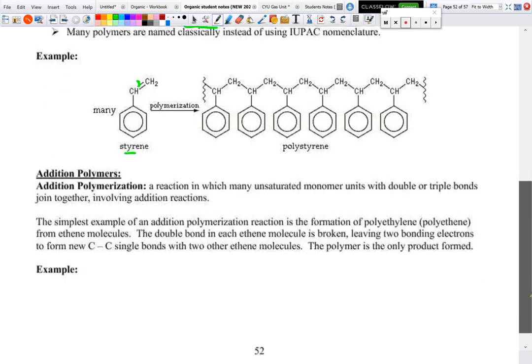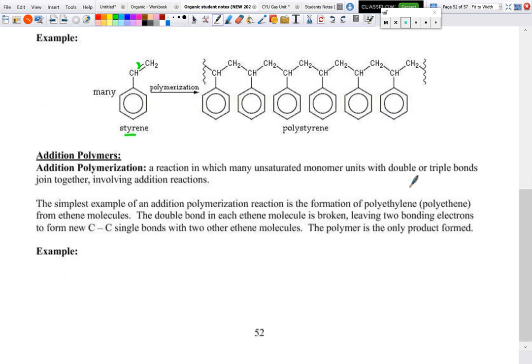So our addition polymerization, this is a reaction involving unsaturated monomer units, so basically a double bond or a triple bond. We're just going to be dealing with the double bonded units. And of course, with this one right here, we involve the double bond and they join together, involving addition reactions. So just like we had addition reactions before, we're not going to produce anything else, as we're just kind of adding two things together. So the example is very similar to what we have up here.